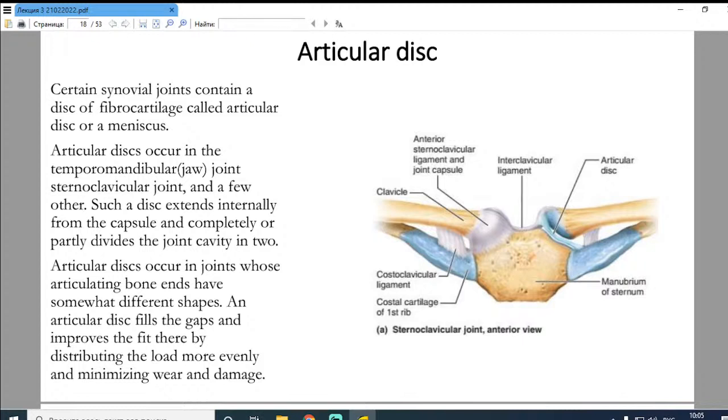This is the sternoclavicular joint, the anterior sternoclavicular ligament, and the joint capsule.